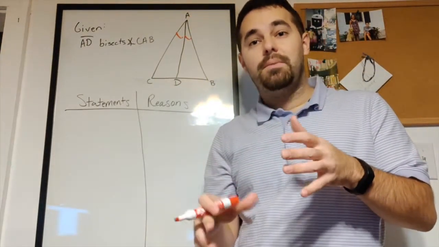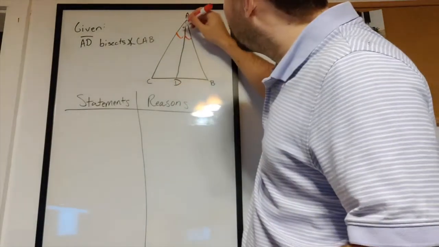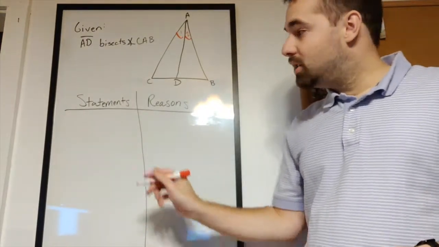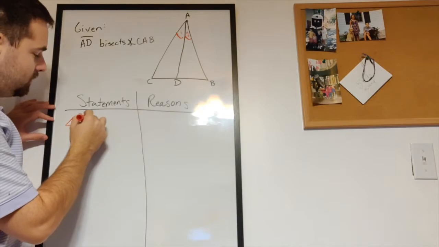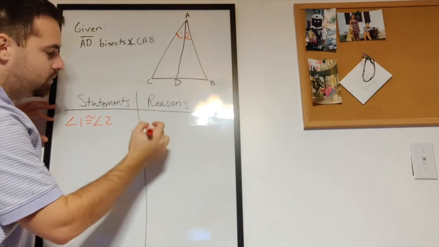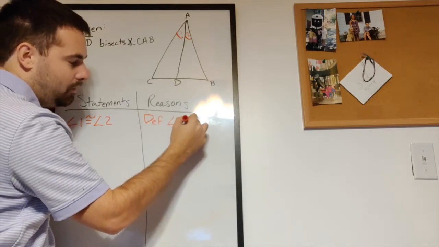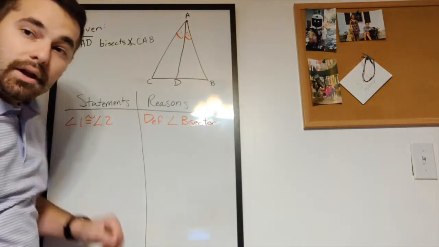One way you can label them to make your lives a little bit easier is throw some numbers in your diagram. So I'm going to number these angles 1 and 2. So when I write it into my T-chart, I can say that angle 1 is congruent to angle 2 by the definition of an angle bisector. And there you have it.